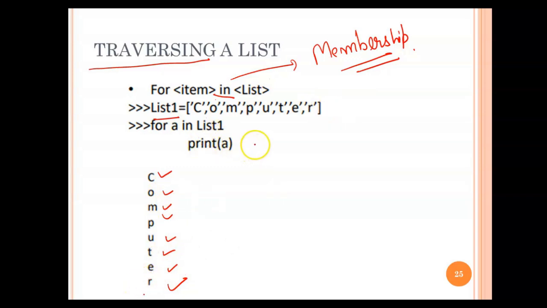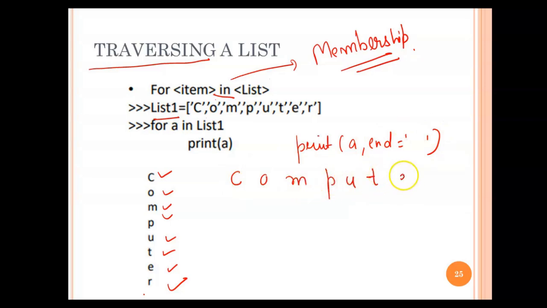If you want to display everything in the same line, how can you change this statement? You will write print A, and here you will write end is equal to space. In that case, you will get C, O, M, P, U, T, E, R in one line only. That depends upon the question, whether you want to display everything in one line or in different lines. That is up to the requirement.